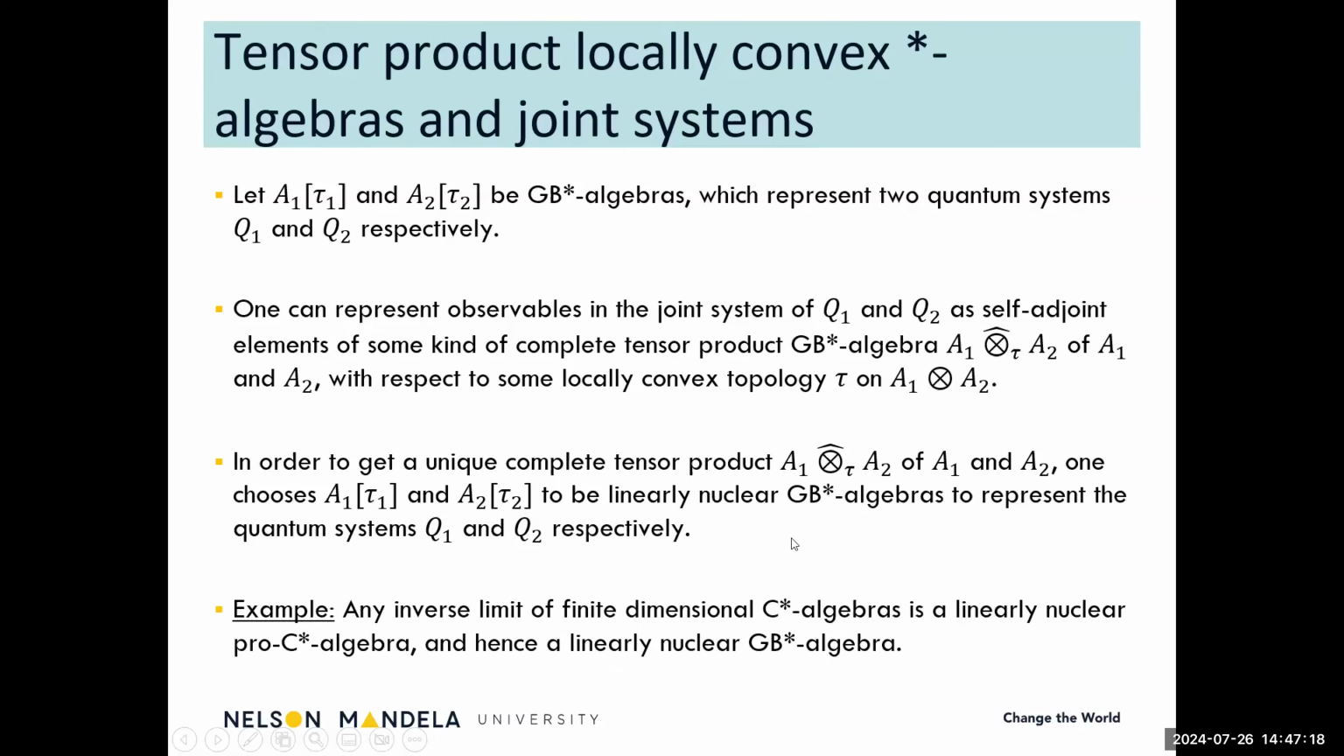Okay, just a little more. Oh, and one example: any inverse limit of finite dimensional C star algebras will be a linearly nuclear pro C star algebra, which is not a C star algebra, and therefore a linearly nuclear GB star algebra.